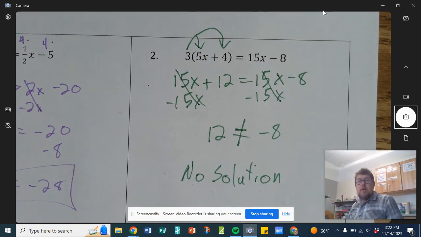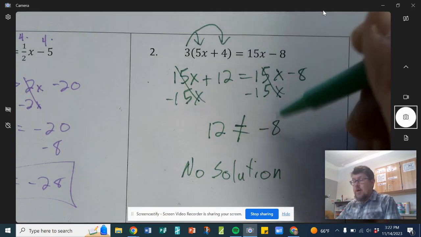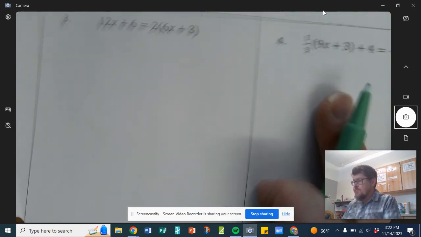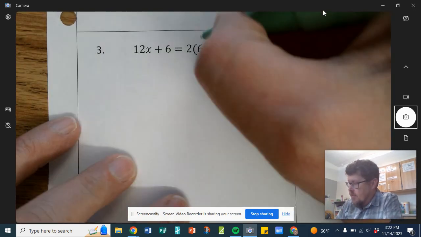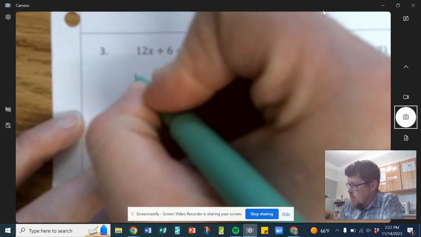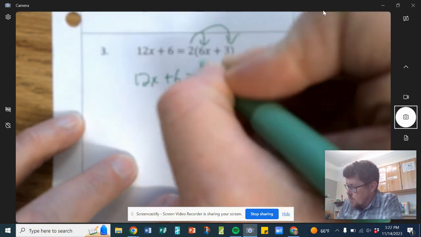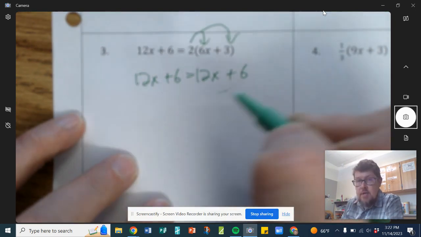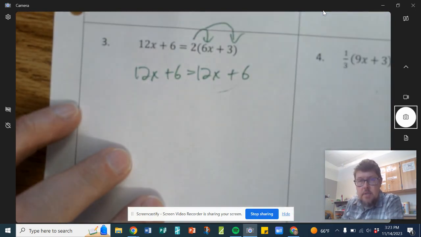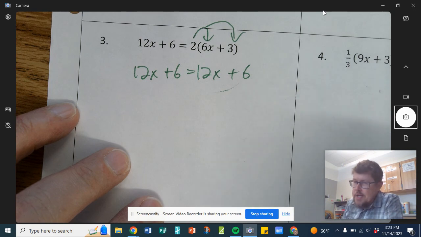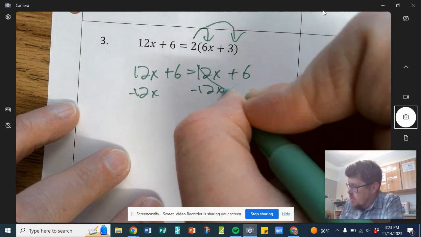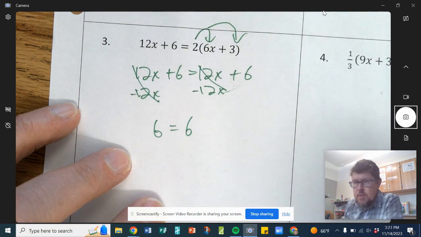Okay. So whenever you have numbers on both sides with no variables and they're different numbers, that's a no solution. Now right here, same kind of thing. We're going to distribute. We got 12x plus 6 equals 2 times 6 is 12. 2 times 3 is 6. And we can see that we have the same thing on both sides. You could keep solving if you wanted to. Like I could take that 12x and subtract it to the other side. Those cancel. I get 6 equals 6, which again looks weird to me.